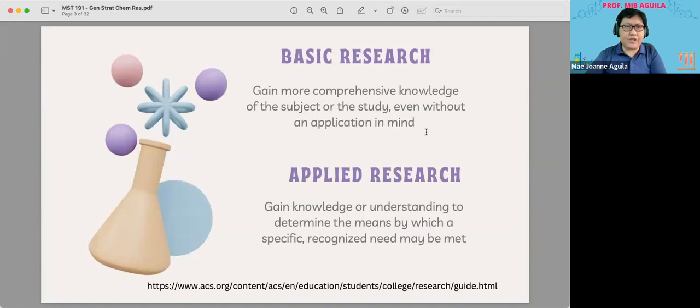So for research, there are generally two types. Basic research, where the main goal is to get a deeper understanding of the subject or the study, even without a certain application in mind. We just want to put forth everything that should be learned about the study. Applied research, on the other hand, is somewhat already directed in a way that we're still generating knowledge and still deepening the understanding about a certain subject, but this is already towards a certain application.